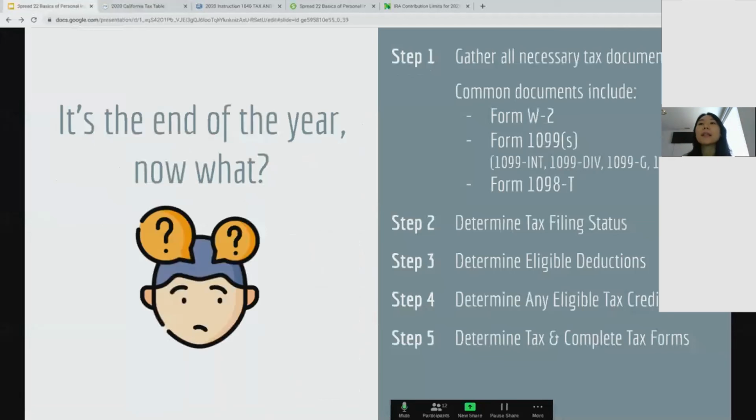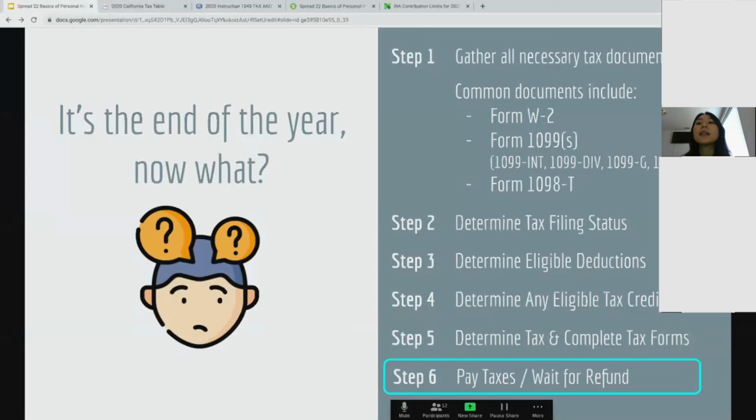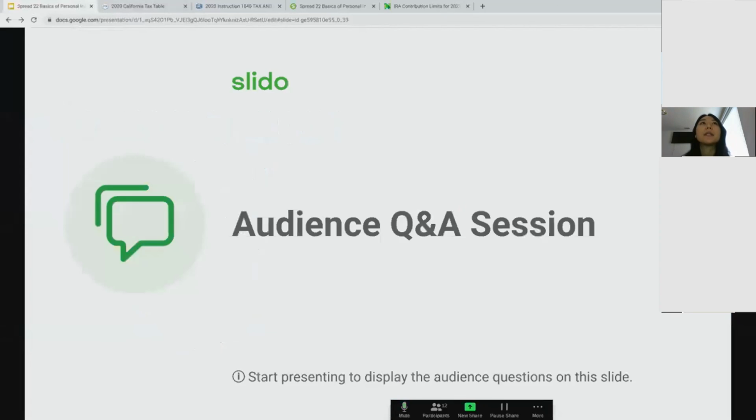Okay, and basically all these steps are steps that the tax return form asks you to list out. And the next thing you have to do is just pay your taxes and wait for a refund after you file your tax forms. So we're going to jump into tax forms next, but before that, let's look at any Q&As.